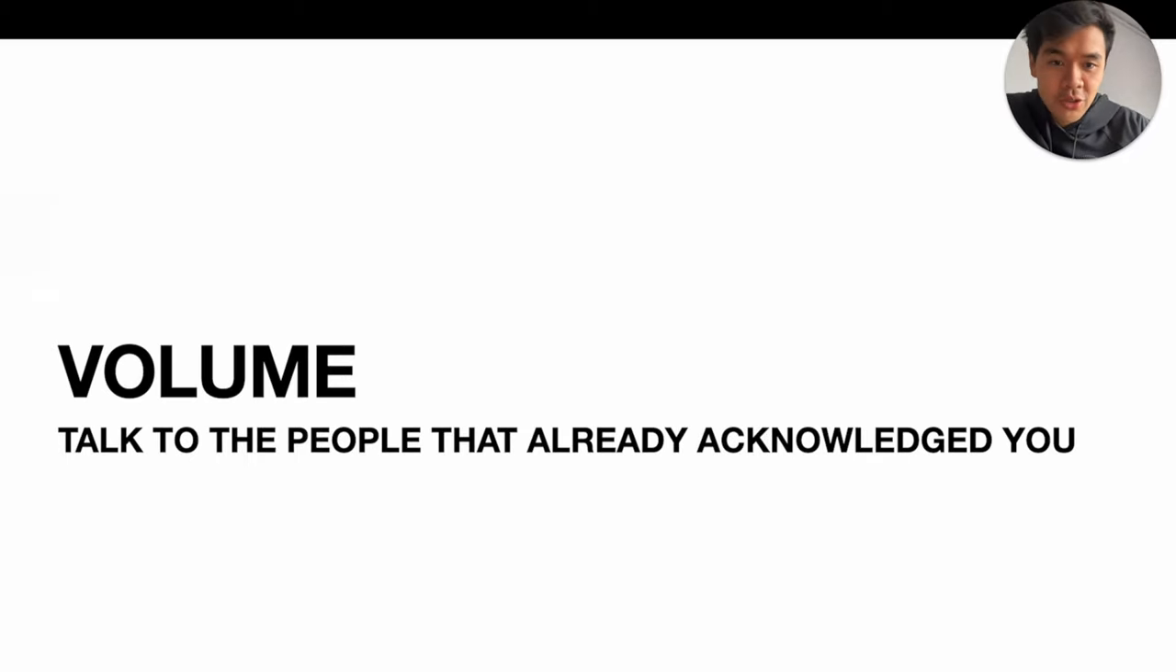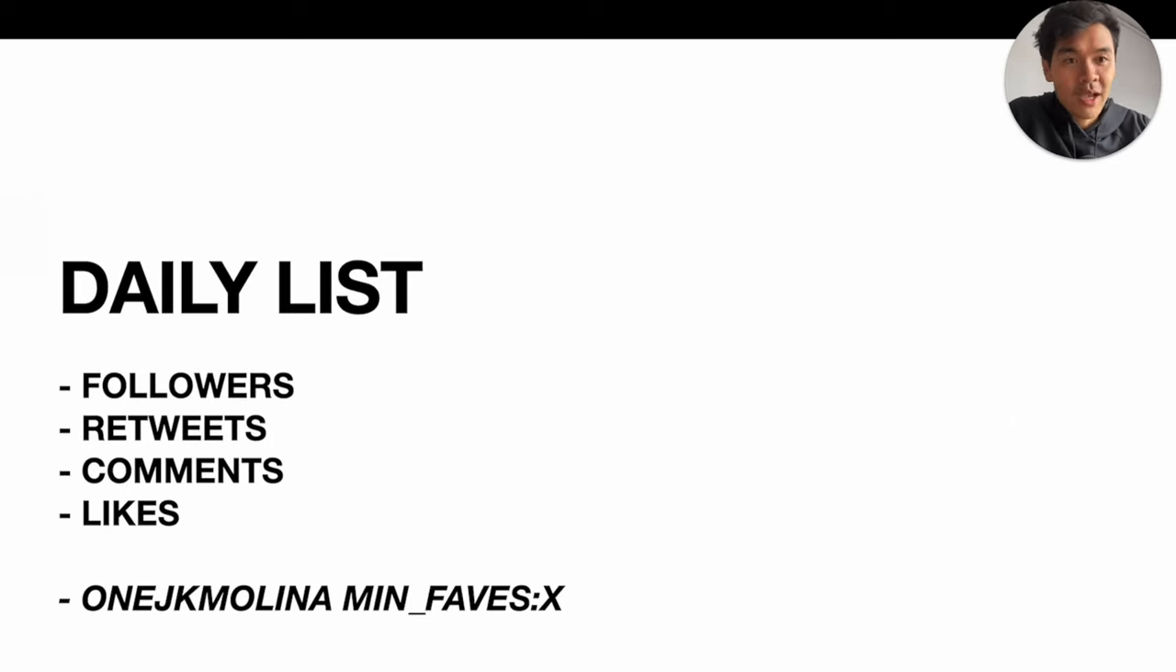Now, volume. Talk to the people that already acknowledge you. This is so much easier. When people already know that you're good at what you do, it's so much easier to get them on calls, which is why whale bait comes into play. I would ask your setter to create a daily list. This should be at least 30 people: followers, new followers or previous followers, doesn't matter. People who retweet your stuff, people who comment under your stuff, and people who like your stuff.